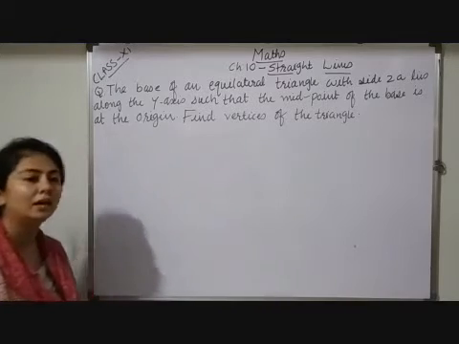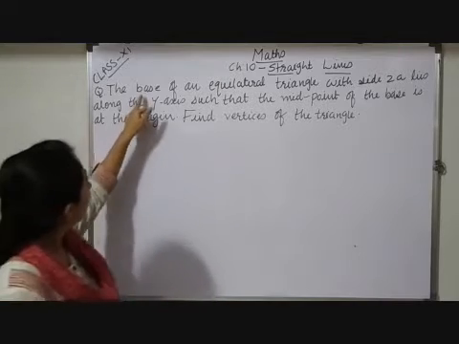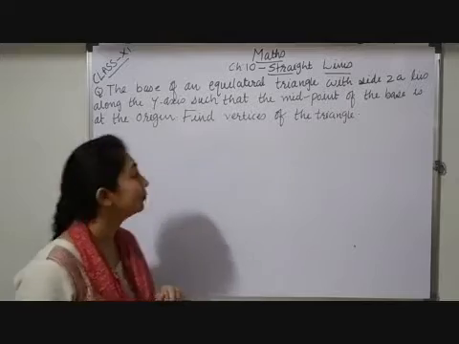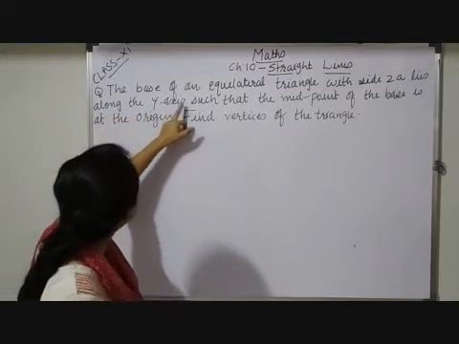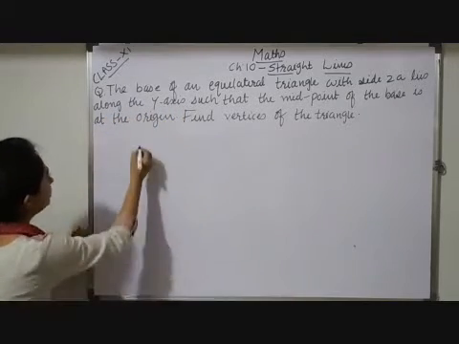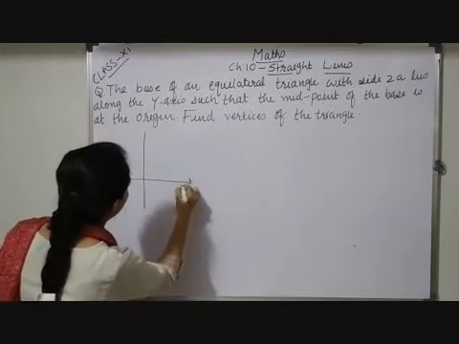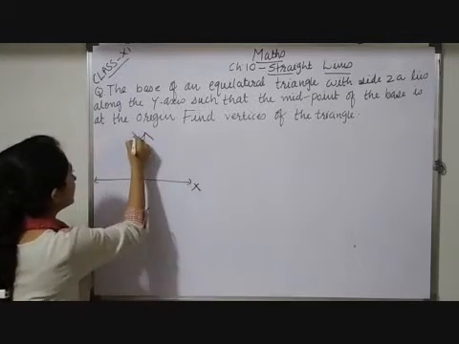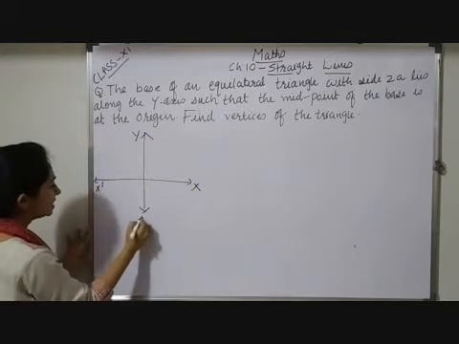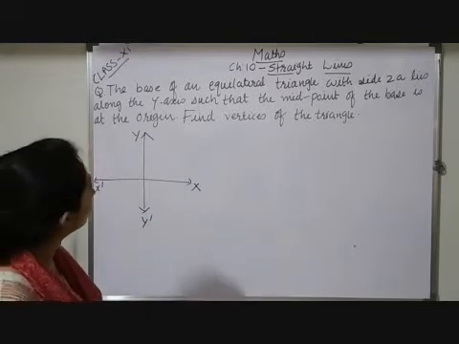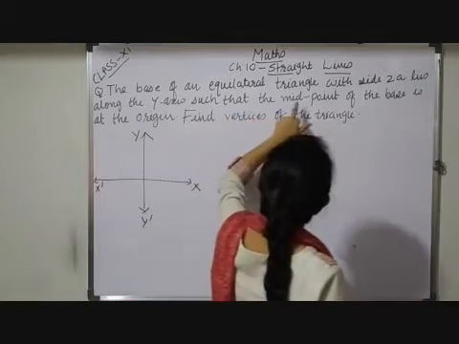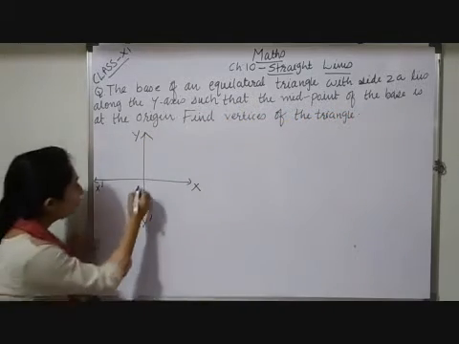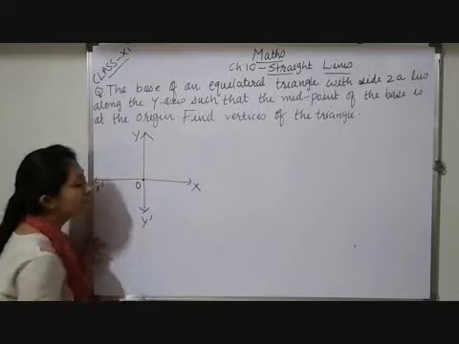Hello children, here your question is: the base of an equilateral triangle with side 2a lies along the y-axis. So let me draw your coordinate plane, the Cartesian plane, x-axis, y-axis, x dash, y dash. Now, such that the midpoint of the base is the origin. Midpoint is origin.